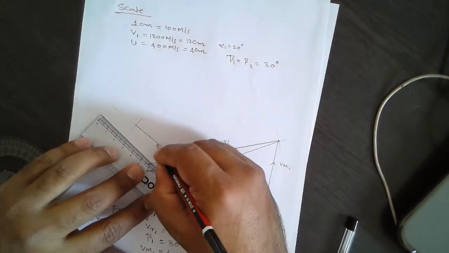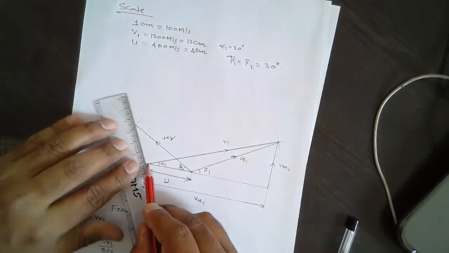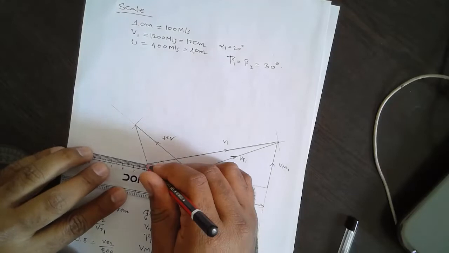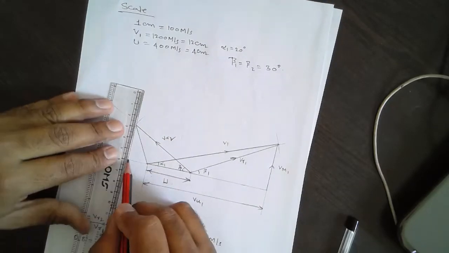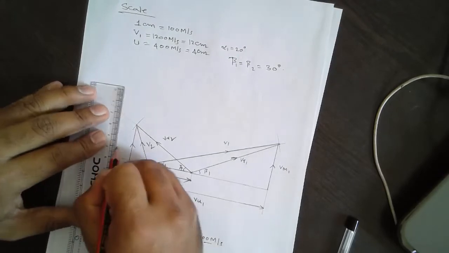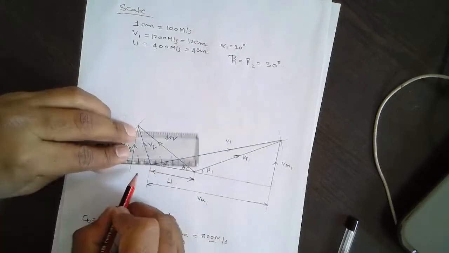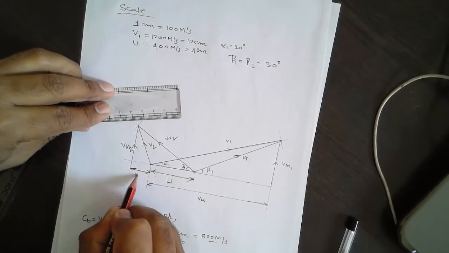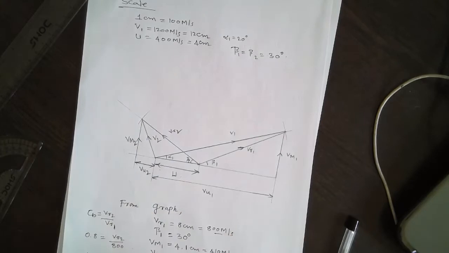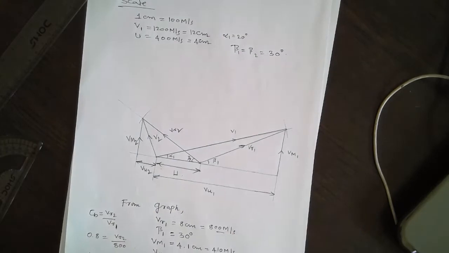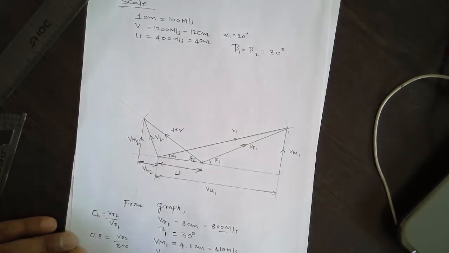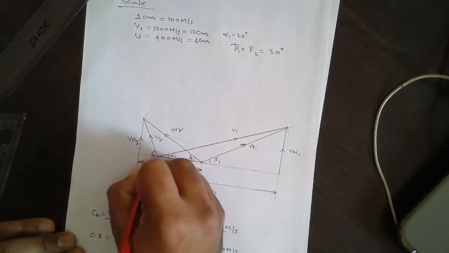VR2. Then join this one from this point to here and find out the V2 value, and this is V2, and also VM2, and also VU2. This is the impulse type of single stage turbine. With the help of the given data, the velocity triangle, and also find out the angle from the graph.